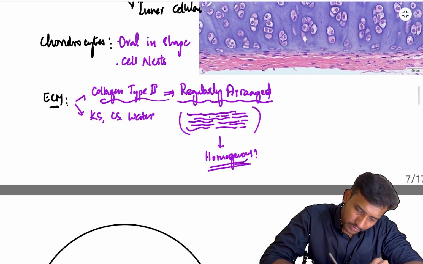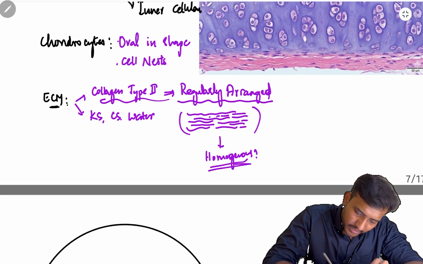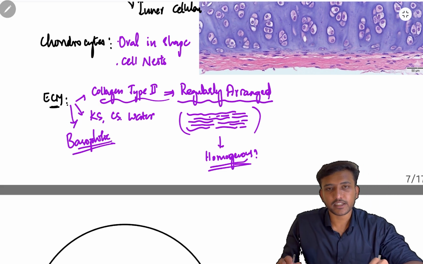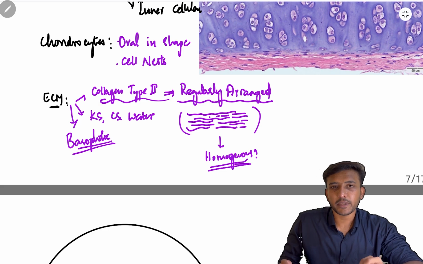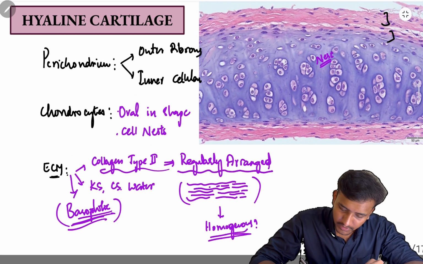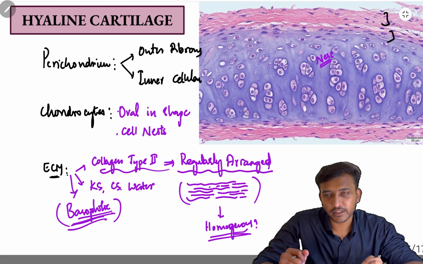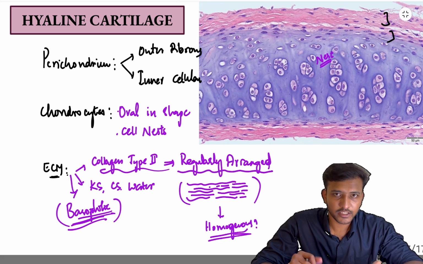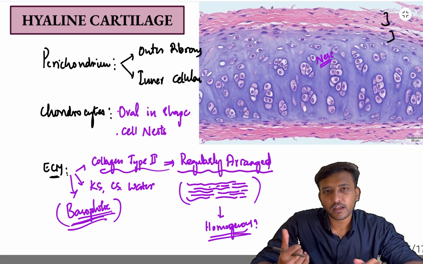Now, this homogeneous extracellular matrix will be having what, guys? Basophilic. Remember this particular fact over here. In the hyaline cartilage, your extracellular matrix will be basophilic, right? Can you see this blue color? That is your basophilicness. It is the exact contrary when you see elastic cartilage, because in elastic cartilage it will be eosinophilic.